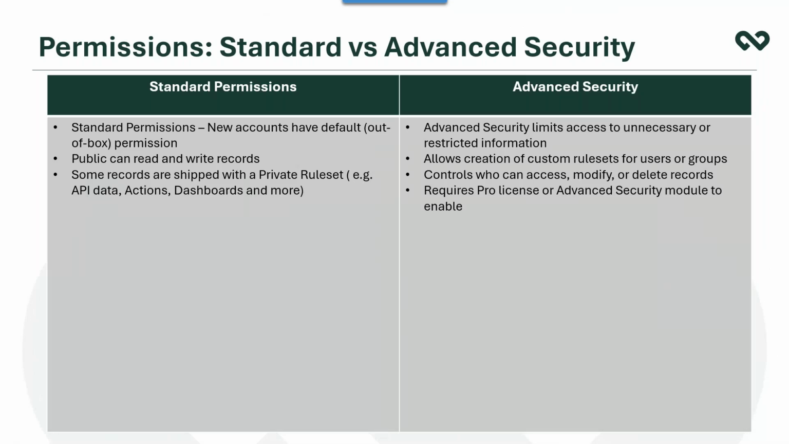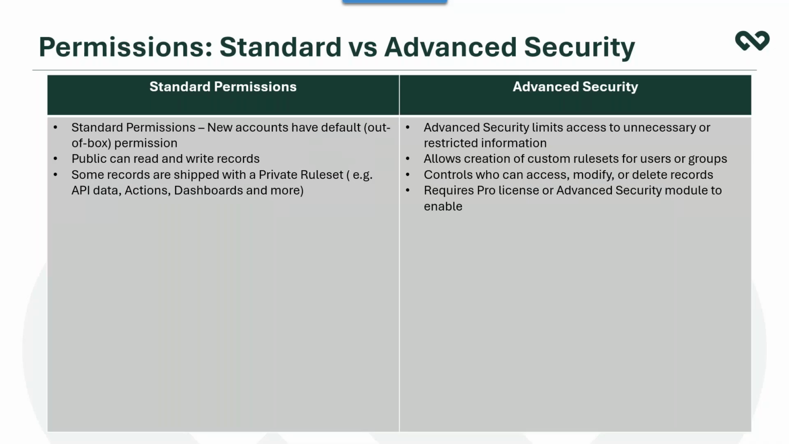So what are standard permissions? When a new Workbooks account is created, it comes with a set of standard out-of-box permissions. By default, users can see and edit records. This is called public read and write access. However, if a user owns the record or is part of the system admin group, they get full access, meaning they can read, modify, delete, change owner, and change permissions. While many records have public read and write access, some records are shipped with a private rule set. Examples of private rule set records include API data, accounting objects, bulk actions, and more.